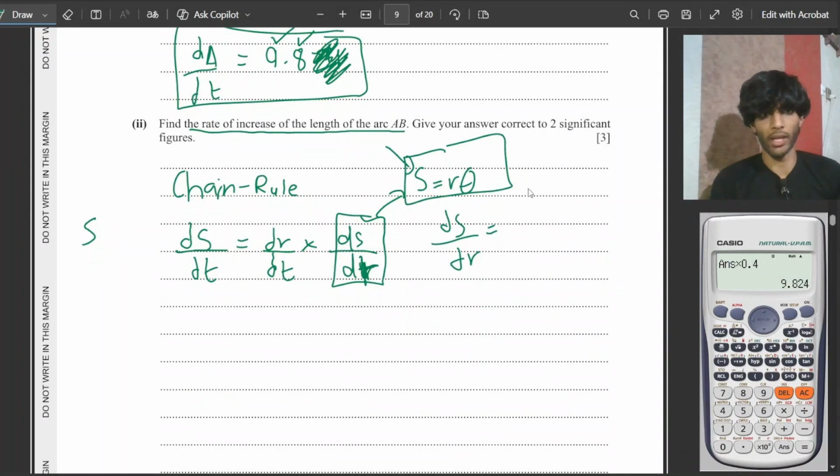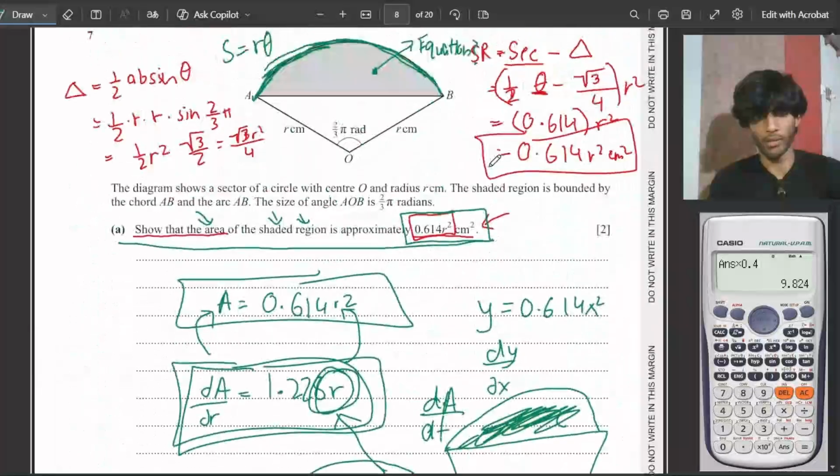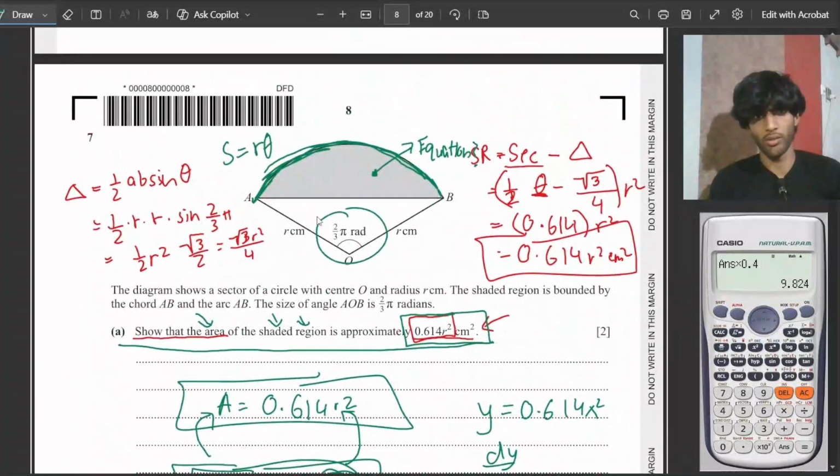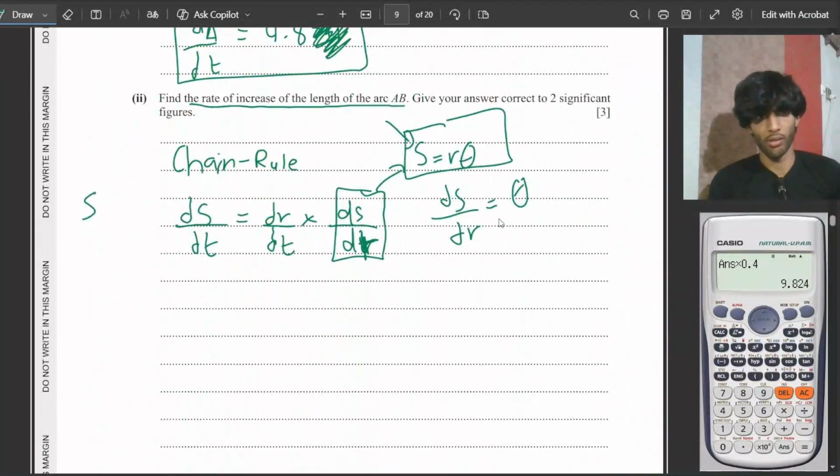So I differentiate the right-hand side. It just has an r, so that r is going to disappear. I'm going to be left with a theta. Now, I know the value of theta, right? The value of theta is basically 2 by 3 pi. So I can put the value over here as 2 by 3 pi. Okay, and now I know my dr by dt, which is 0.4. I know my ds by dr, which is 2 by 3 pi.